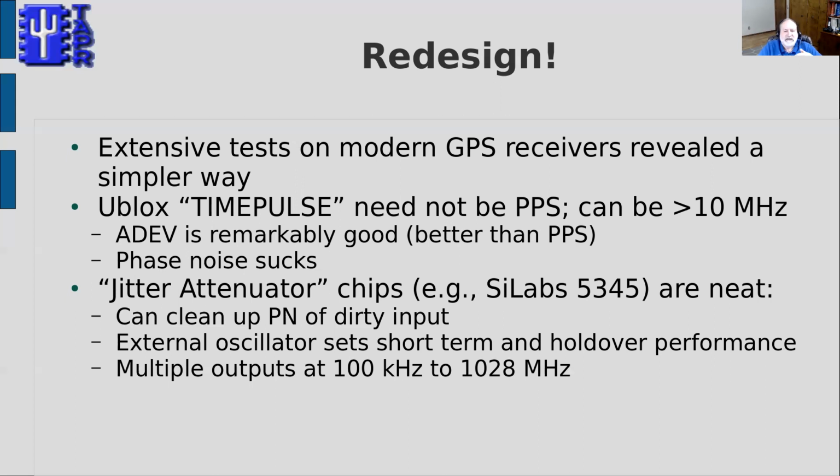They have an external oscillator of their own that's used to provide the short-term stability and the phase noise of the output while being locked to the reference signal that's coming in from the external clock. So you actually have a phase lock loop, and it works a little bit like a GPS-DO might. The chips provide multiple outputs at anything from 100 kilohertz to over a gigahertz, and there are several outputs available depending on which chip you're using.